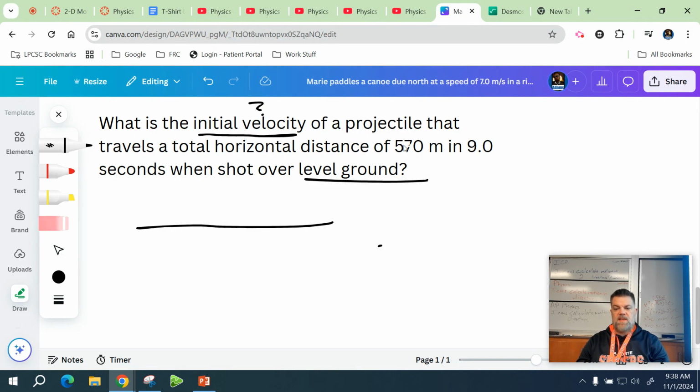It goes a horizontal distance of 570. So it starts here, ends up here, right? So my first initial position is 0 meters. My final position is 570 meters. It does that in a total time of 9 seconds.